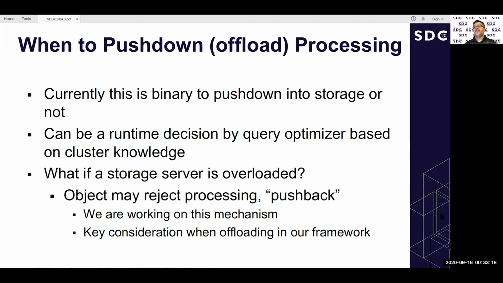However, what if you do push it down, and the storage server happens to be overloaded and the query optimizer didn't know that? That's more of a dynamic state. It might not be aware. So in this case, we want the object to be able to reject processing, which we'll call pushback. We're actually working on this mechanism, and it's a really key consideration when offloading in our framework. Because if we force the object to do a read and then process some data as it's reading, that object is busy that entire time. So if we are unable to do it or don't have the capacity, we can just do the standard read and ship it back to the client and let the client apply the operation there, or at some intermediate layer you can think of.